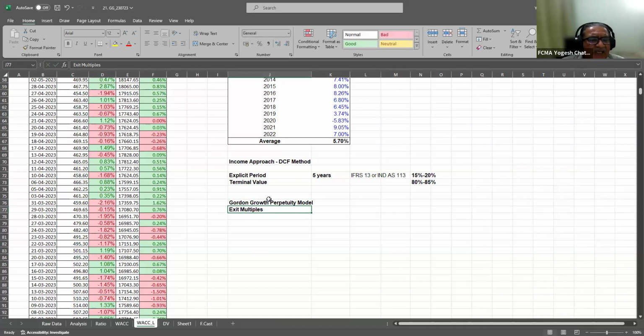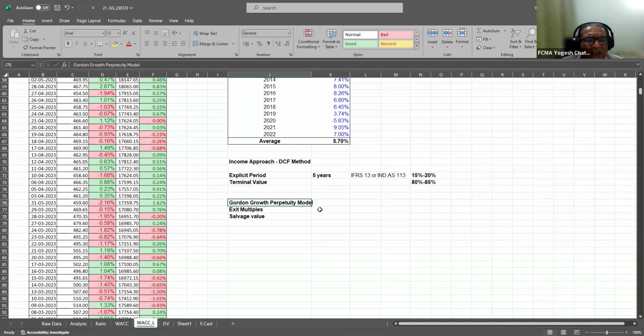We will see that in the land and building valuation. So that we can take. And there are other methods also, like considering the salvage value of the project at the end of the project. So what is the salvage value? Based on that, we can arrive at the terminal value. So there are multiple methods of determining the terminal value.